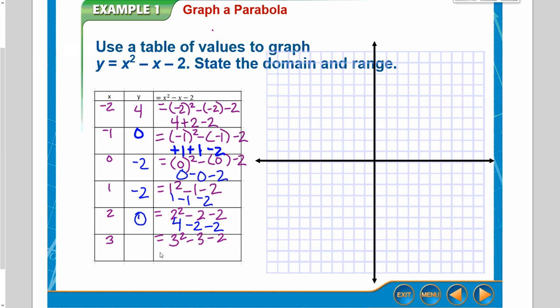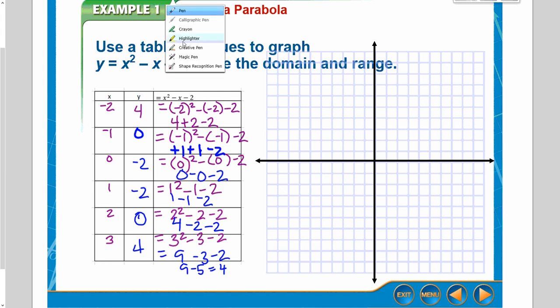Yes, just kind of looking forward. We have 9 minus 3 minus 2. So 9 minus 5 is just 4. We have that. You probably could have predicted that, right, at this point. So let's go ahead and let's put some dots down. See if it lets me do some pretty dots.